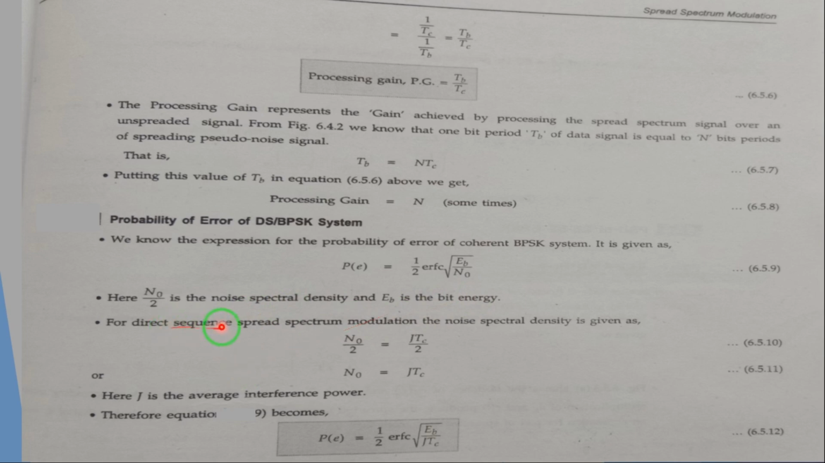So for direct sequence spread spectrum modulation, the noise spectral density is given by N0 by 2 equal to J into Tc upon 2. Make it as equation number 6.5.11. So the 2 gets cancelled, so N0 is equal to J Tc, where J is nothing but your average interference power which has been given to this channel. Therefore, equation 6.5.9 would become half of erfc of square root of Eb upon J Tc. Make it equation number 6.5.12.